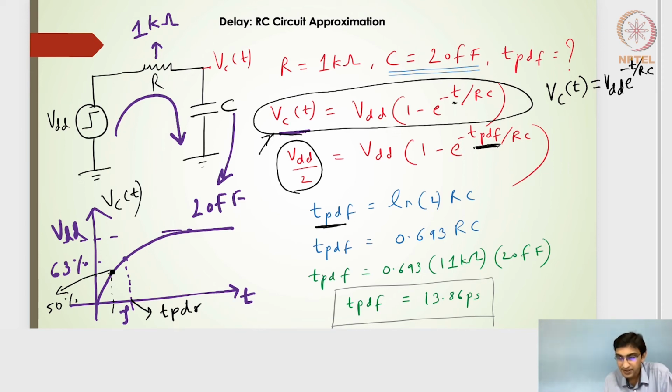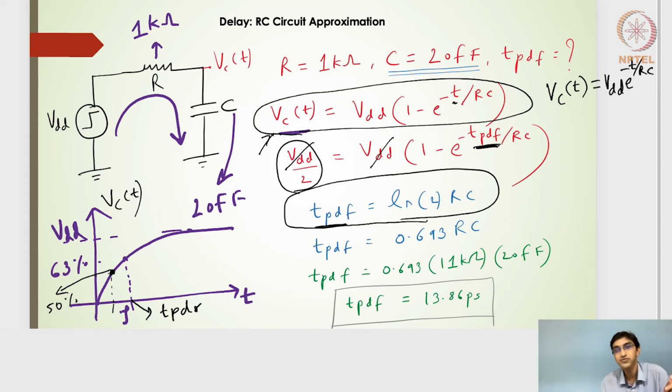If I put the values here, VDD on both sides cancels, and we are left with the exponential equal to 1 by 2. To remove the exponential, we take the log on both sides, and we get log of 2 into RC as my propagation delay falling or rising, that is, when the output voltage rises to 0.5 volts or decreases to 0.5 volts. Log of 2 is 0.693, so 0.693 into RC. With R as 1 kilo ohm and C as 20 femtofarads, this turns out to be 13.86 picoseconds.